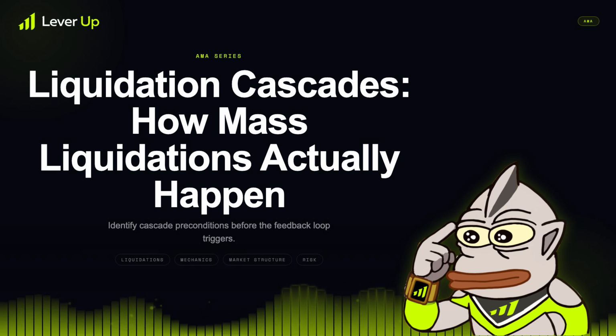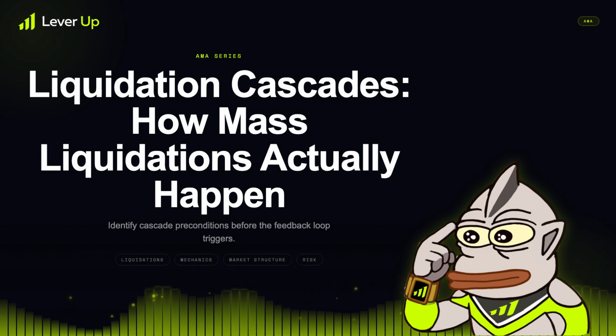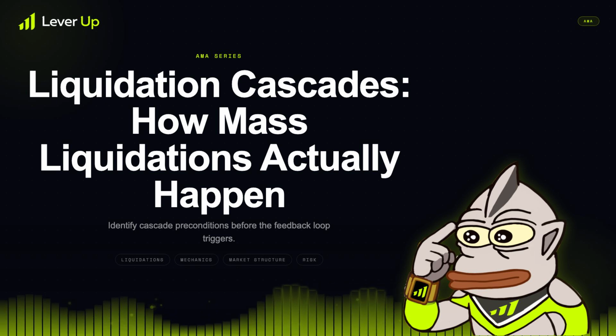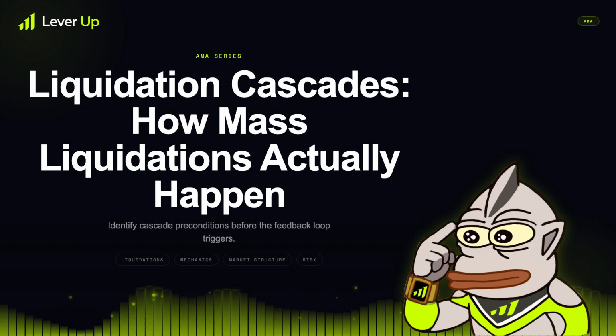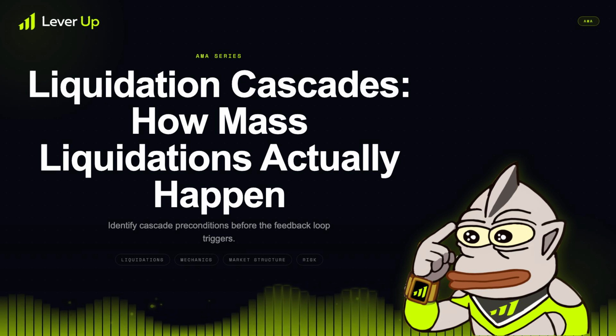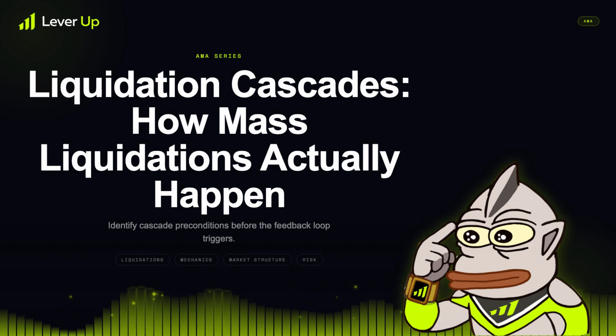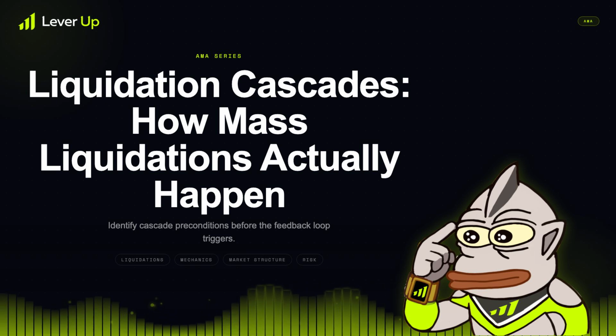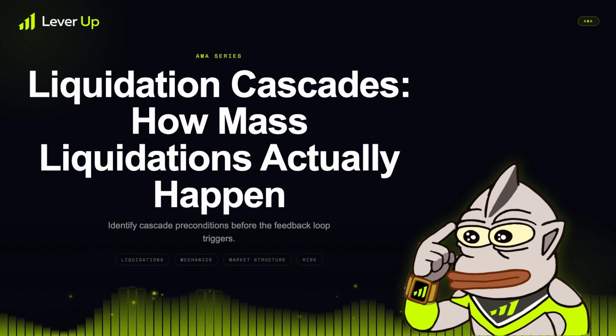The second factor is average leverage. More leverage means liquidation price sits closer to entry. The same price move hits more positions. When average market leverage is elevated, a relatively small adverse move can clear significant open interest. This is why high leverage environments feel structurally fragile during reversals.